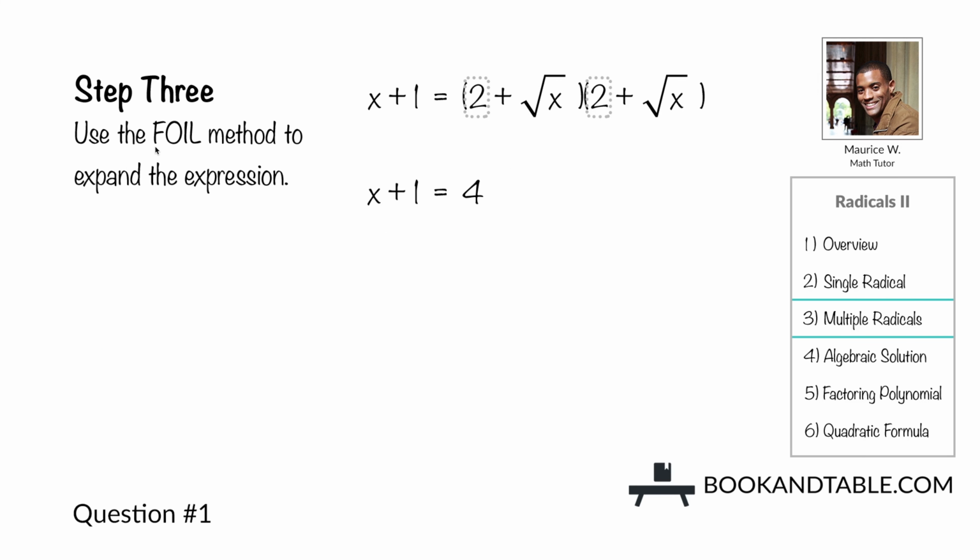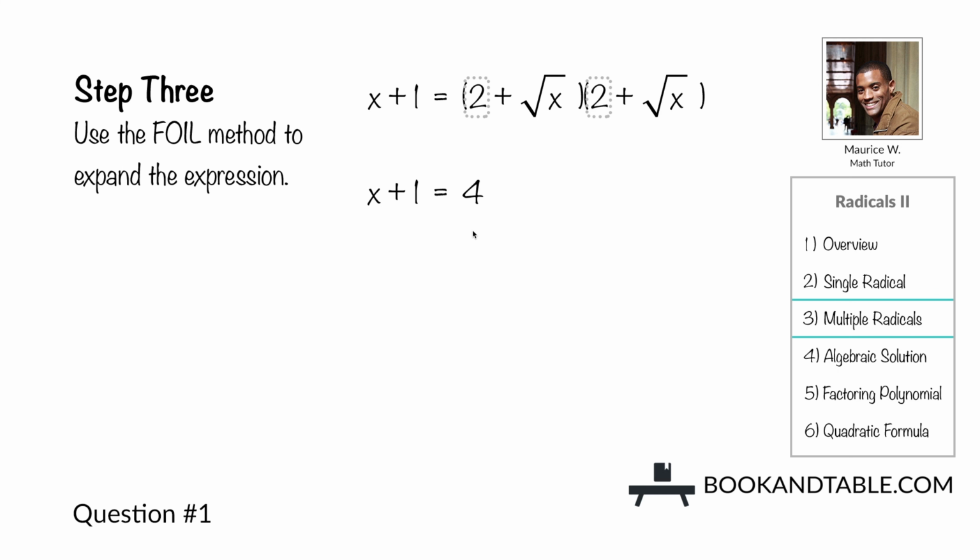FOIL stands for first, outside, inside, and last. First means you're multiplying the first term in each set of parentheses. Since we're squaring this, you have to multiply it by itself. So you take this term and multiply it by both terms of this binomial. So it's the first term in each set of parentheses, and then the outside: that term times this term. The I is inside, so you go to your second term now and multiply it by this term. So it's the inside terms. And then last means you take this term again and multiply by this term.